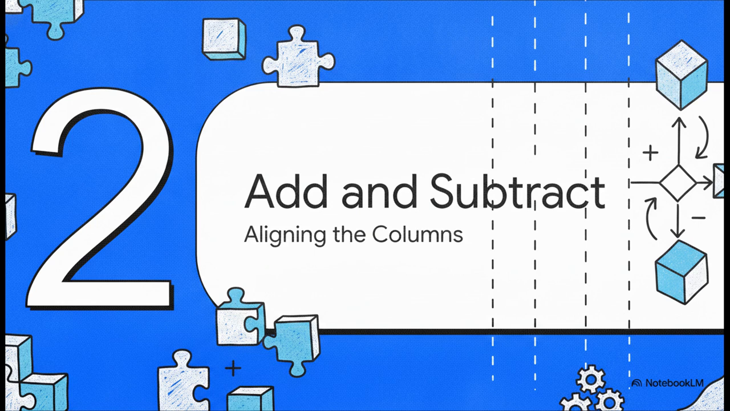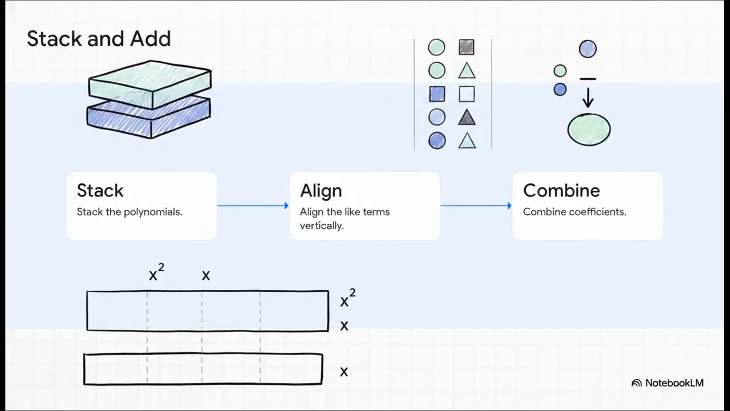Moving on to Section 2, adding and subtracting polynomials by aligning the columns. So, with our materials properly identified and sorted, we can actually start constructing. To keep things perfectly organized, we can build a really strong visual architecture just by stacking our polynomials. Honestly, this is just like the addition you learned way back in elementary school.